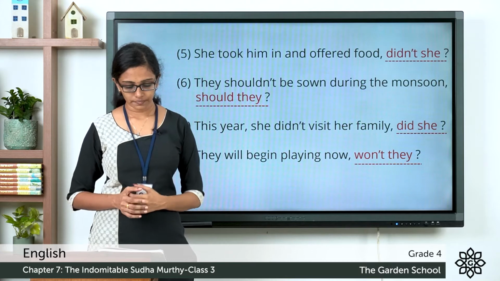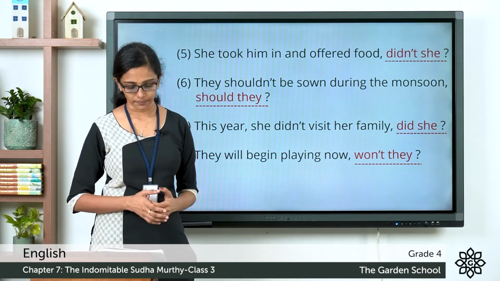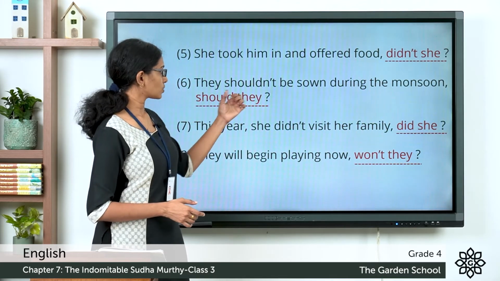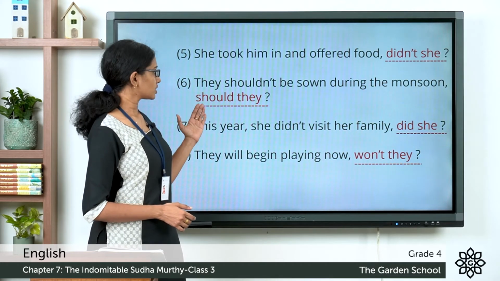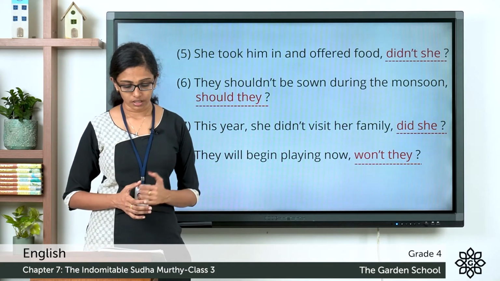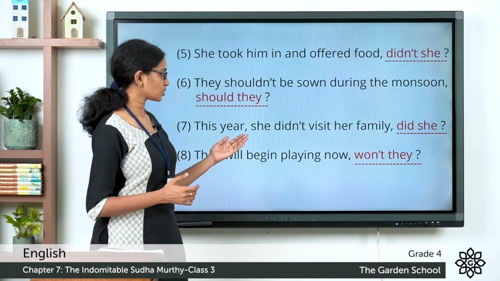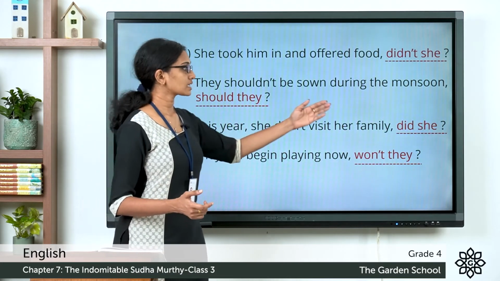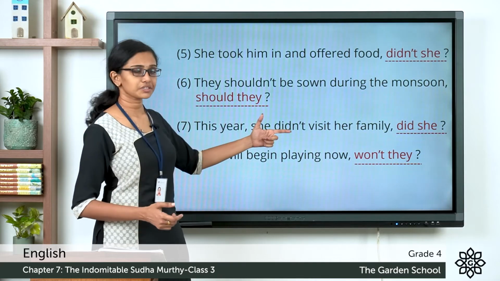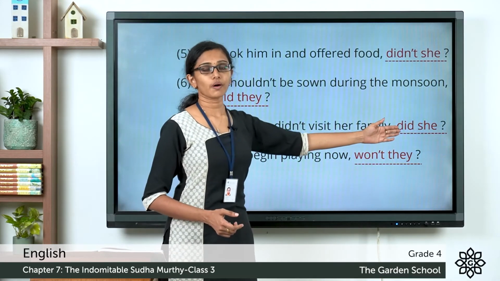Now the sixth one, they shouldn't be sown during the monsoon. Should they? Here it is shouldn't. So the tag should be positive. It is should they. Now the seventh one, this year she didn't visit her family. So she didn't. So what should be the tag? It should be did she. Here it is a negative statement given like she didn't. So the tag should be positive.